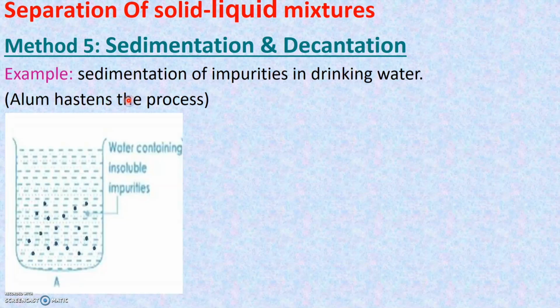Now let us see how it happens. Addition of alum to drinking water which contains impurities is an age-old method which we use to purify drinking water. Now look into this picture here. We see that this mixture contains insoluble impurities. That is, it is a solid-liquid mixture wherein these impurities are insoluble in this liquid. Now we are going to remove these impurities with the help of this process called sedimentation.